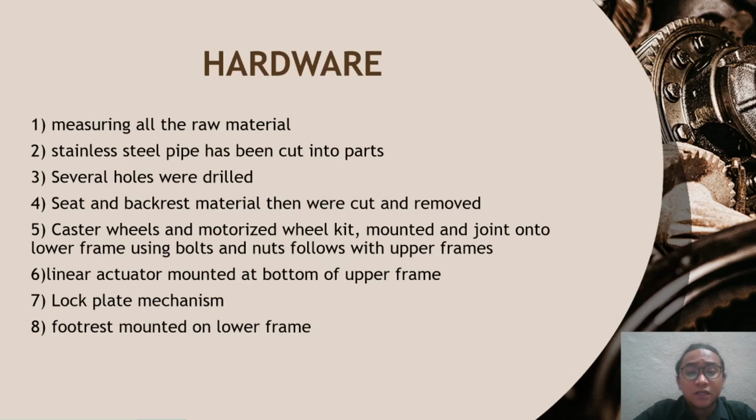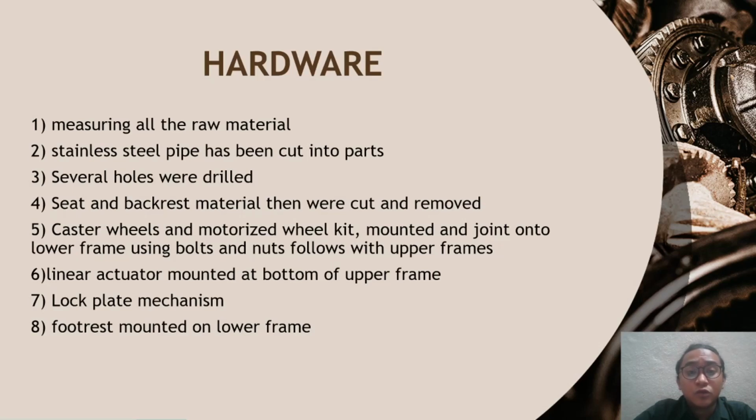The process started with measuring all the raw material into the desired dimensions. First, the stainless steel pipe was cut into parts using a saw machine. Several holes were drilled using a corded drill to allow the mechanical joining process. Seat and backrest material were cut and some material removed to make a hole to fit on the frame surface, before we join all the frames as a single upper frame for right and left, and also the lower frame.